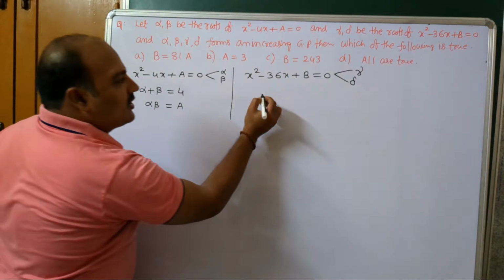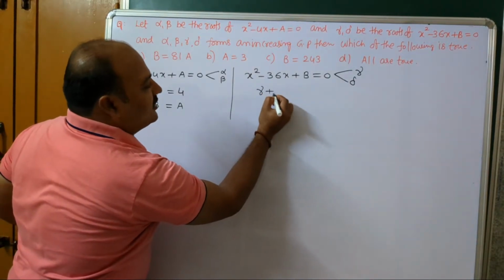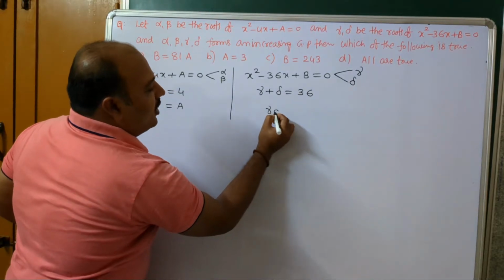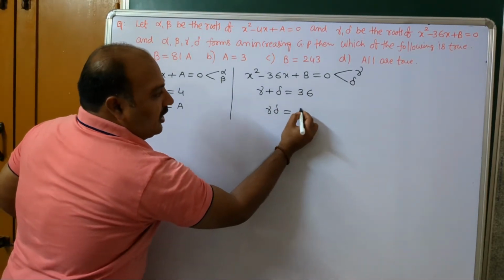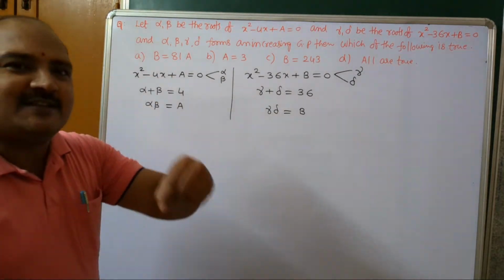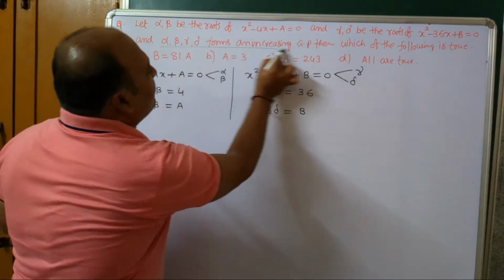Okay, sum of the roots and the product of the roots. Gamma plus delta is equal to 36. Gamma into delta equal to b. Till here easy to understand. But the next step is the only important step.